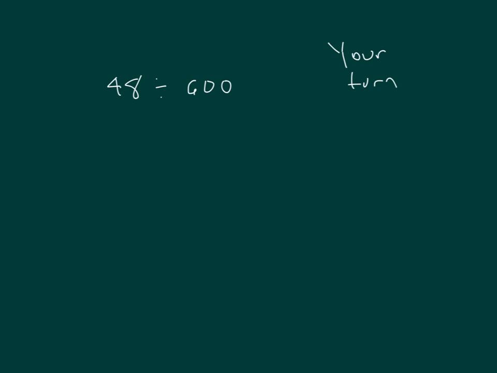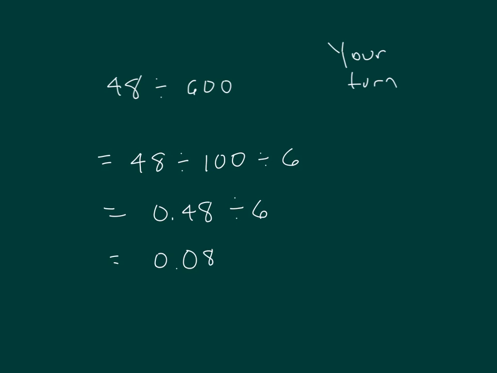Okay, it's your turn. Let's work on 48 divided by 600. Pause the video while you do your work. That's 48 divided by 100 divided by 6, which equals 48 hundredths divided by 6, which equals, what'd you write? Did you write 8 hundredths? Check your work against the screen.